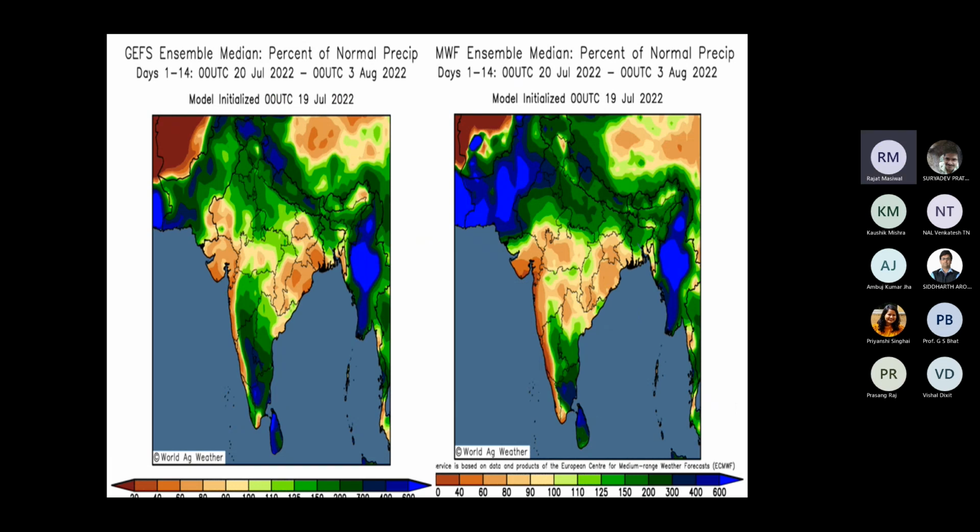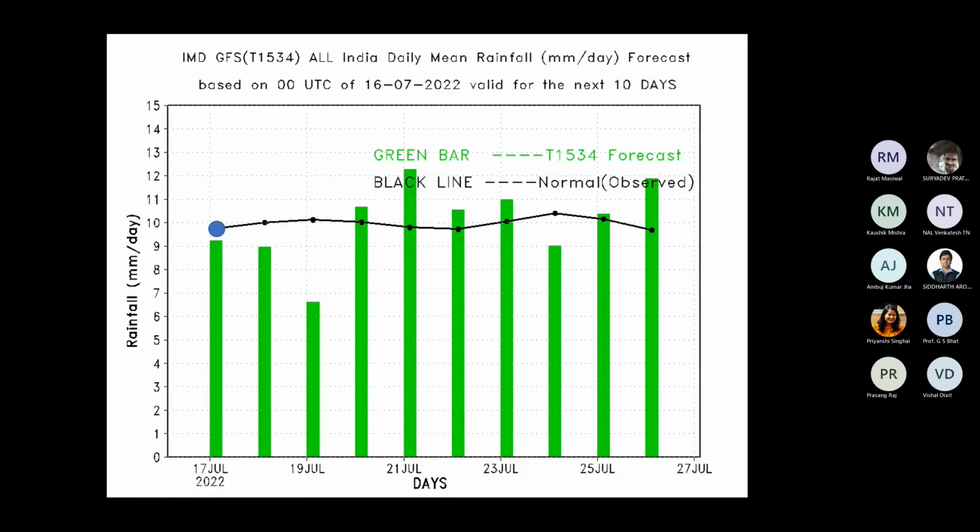And this is the prediction till 3rd August. Very similar, both of them. So I would say that that's why the feeling is that it will be a normal rainfall till the end of July. Sorry, I didn't put the numbers there.